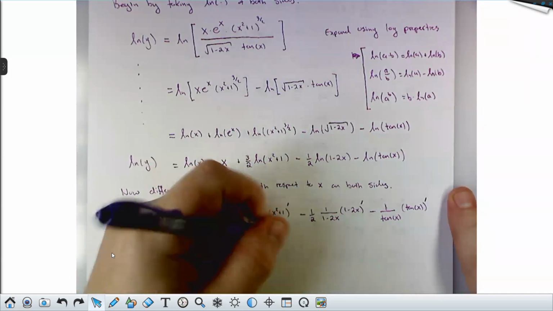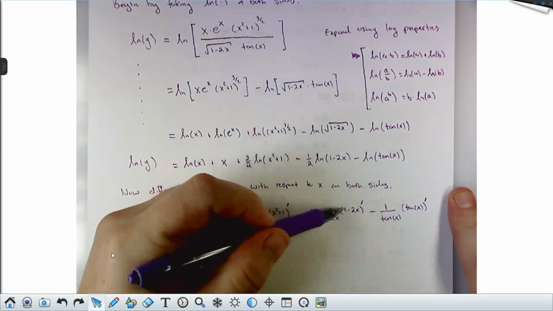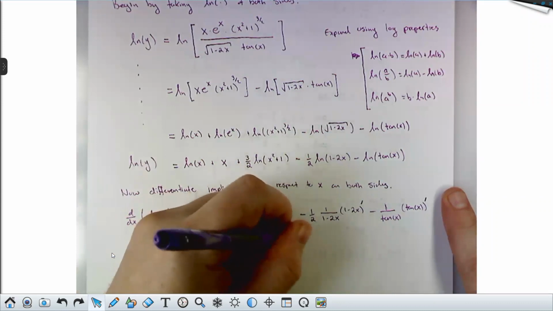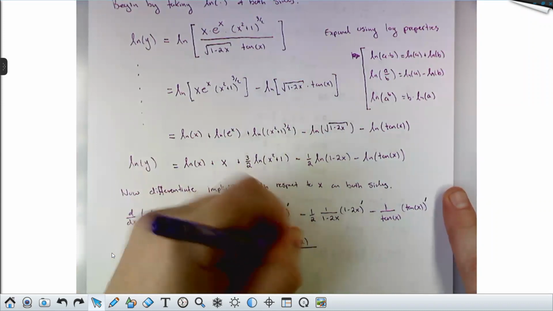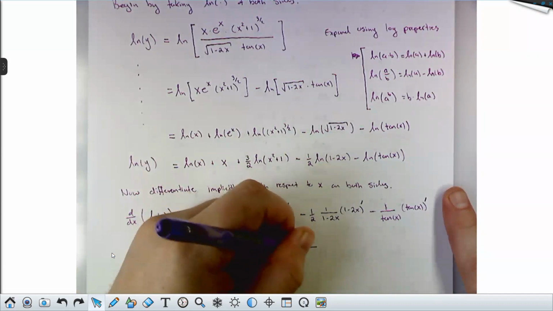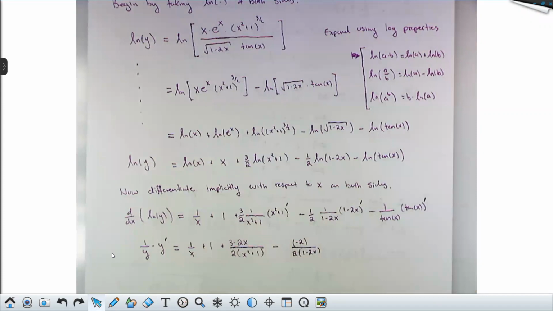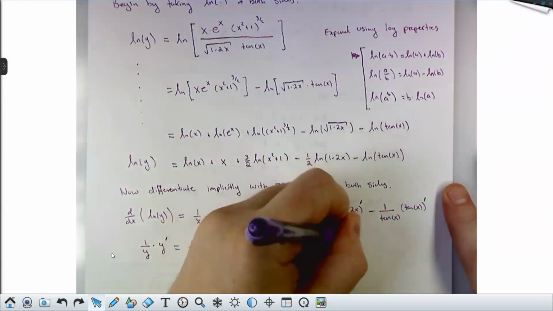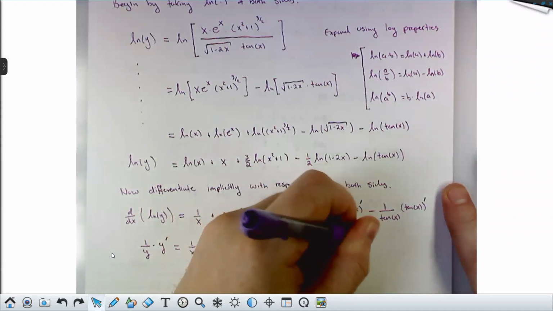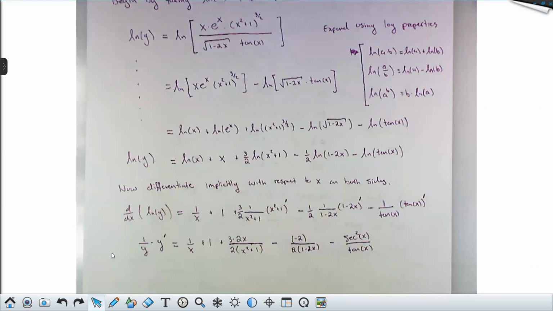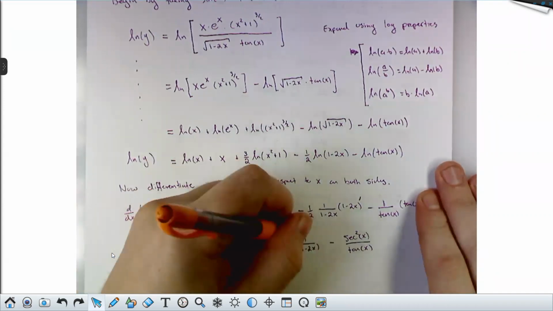Then I've got minus this guy. So the derivative of 1 minus 2x is negative 2. Downstairs, I have the 2 from the 1/2 and 1 minus 2x still. The derivative of tangent x is secant squared. So this last piece is minus secant squared x over tangent x. And there is some cleaning up that can be done. The 2's cancel here, the 2's cancel here.